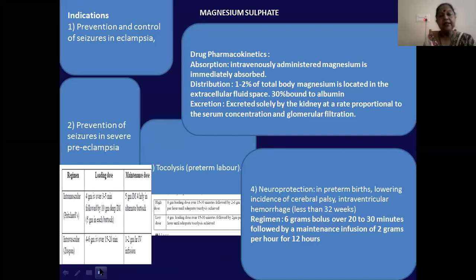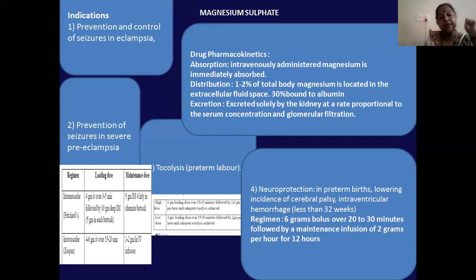Now about magnesium sulfate in detail. Magnesium sulfate I have already described in tocolysis. The first and foremost indication of magnesium sulfate is prevention and control of seizures in eclampsia, and as prophylaxis. There are two, three regimes, and we know all the regimes like the Pritchard regime and the Zuspan regime. The Zuspan regime is an IV regime, and it is very easy to give also: 4 to 6 gram IV over 15 to 20 minutes, and then you increase to 1 to 2 gram IV.